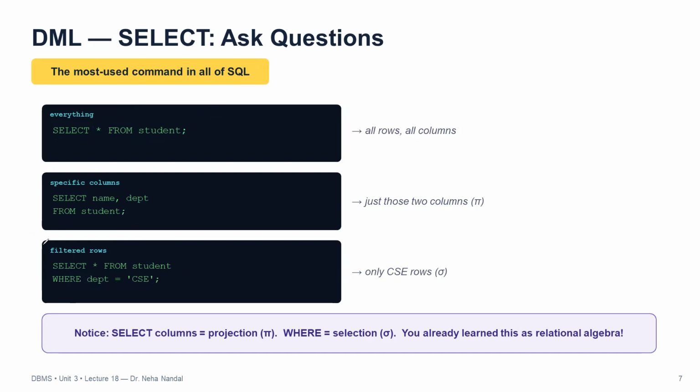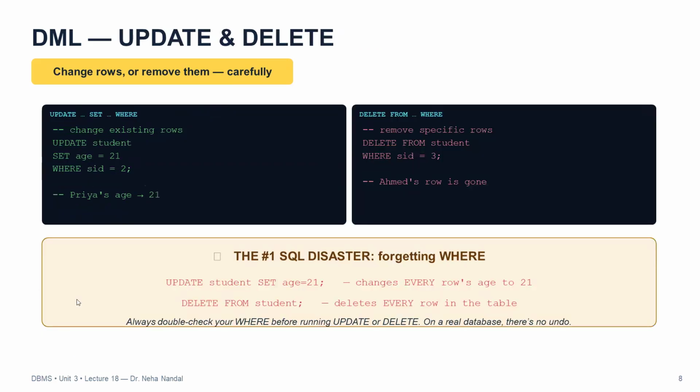Let us see further. The next two commands in DML are UPDATE and DELETE. Okay, suppose you want to change some existing row in the data, so you want to update the student and change the age of some student. Then how will you do that?